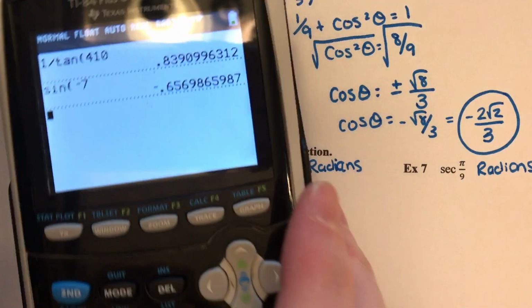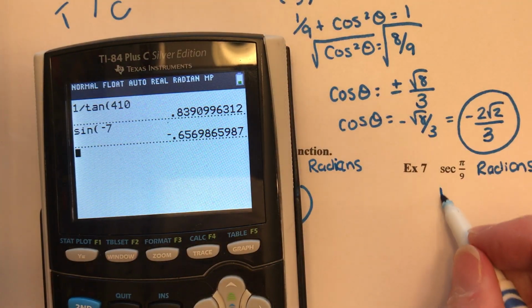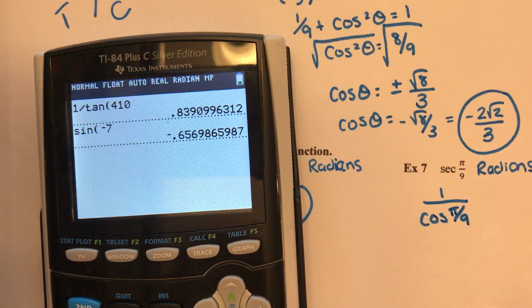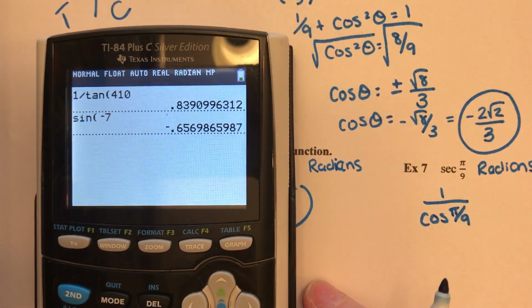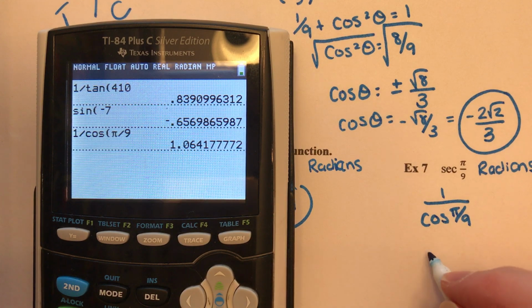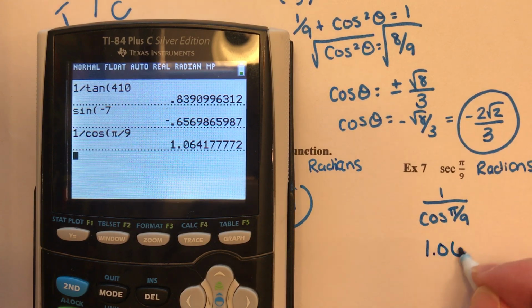And then for 7, we have the secant. So I'm going to type that in my calculator as 1/cosine. Now, if you have the Inspire, you don't have to worry about using reciprocals. You have those on there. So 1 divided by cosine of pi/9 gives me 1.064.